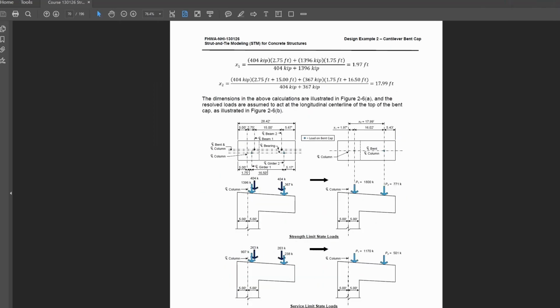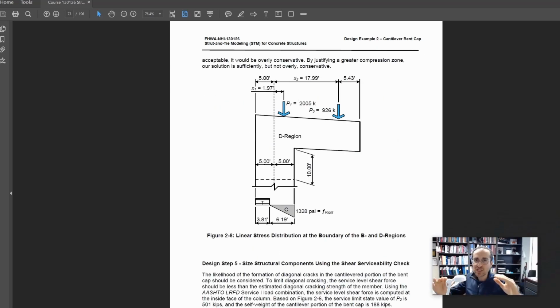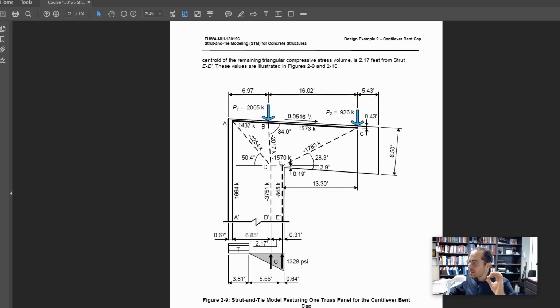You asked that question in the first hour. How do we size that column to determine those two nodal locations? You need to do some idealization with tension and compression triangular distribution. Put your struts and ties at the centroid.